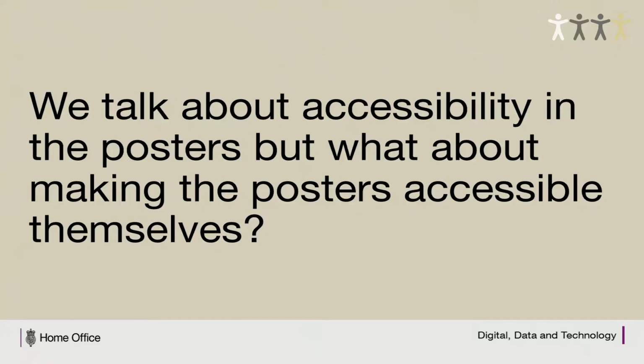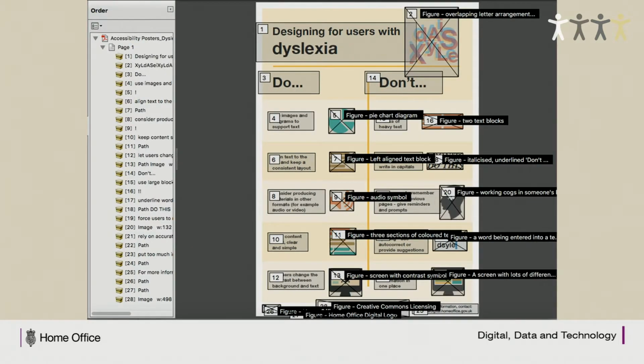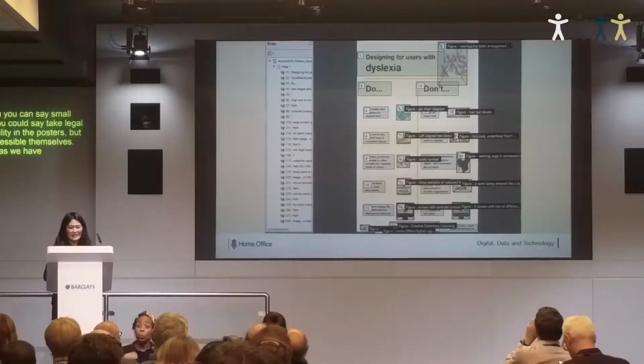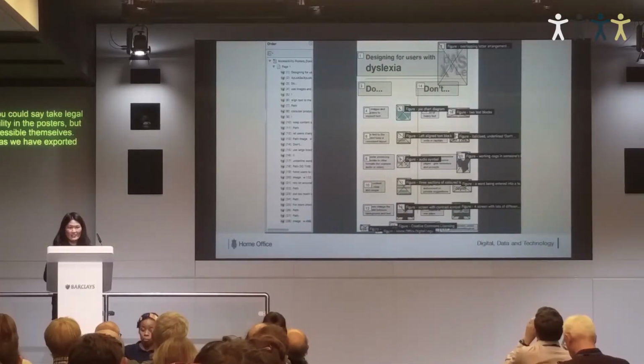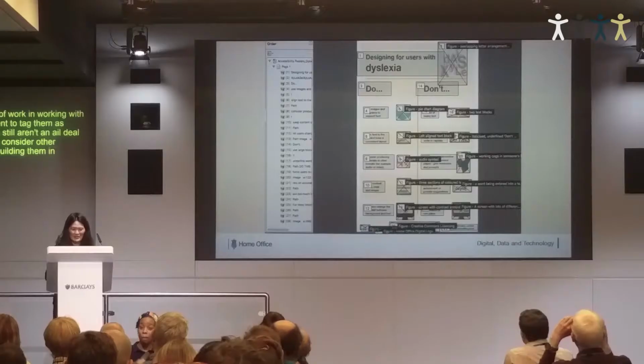And we talk about accessibility in the posters, but what about making the posters accessible themselves? One of the early things we found was we've exported them as PDFs, and they weren't properly tagged for screen readers. So we've had a lot of work in working with our colleagues across government to tag them as appropriately as we can. But PDFs still aren't an ideal accessible format. So we started to consider other alternatives, and one of them was building them in HTML, which Simon and Megan will talk about in a bit.